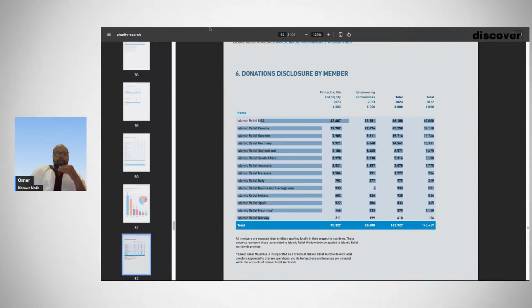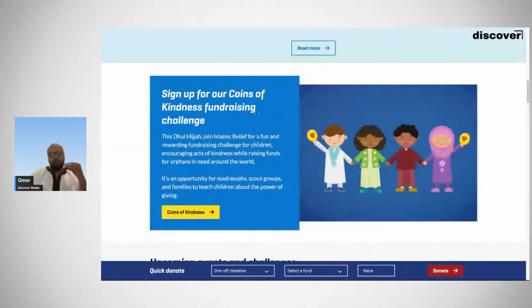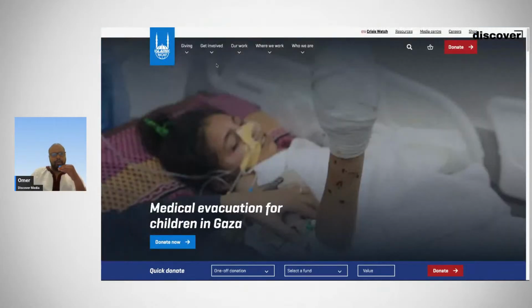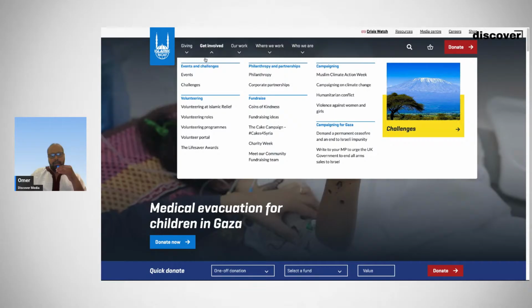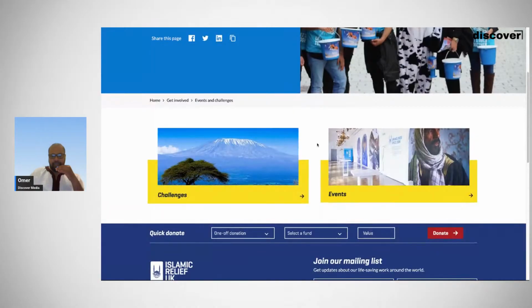Okay, so let's look at their website again. Not a lot of people go into their annual return, but if you want to donate, you will just go here and donate. But if you want to fundraise, maybe you want to join their events and challenges. You don't want to just donate here. You want to do something tangible. You want to be an asset. So you will volunteer. You would attend some of their events.